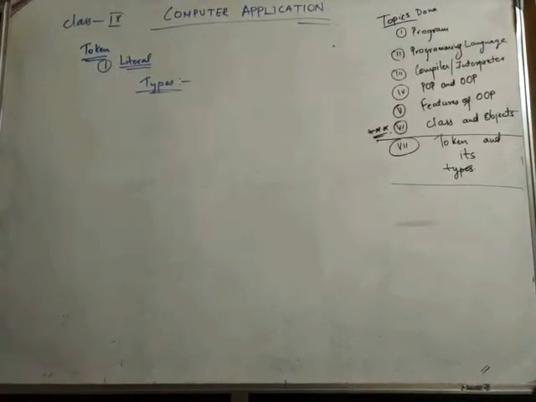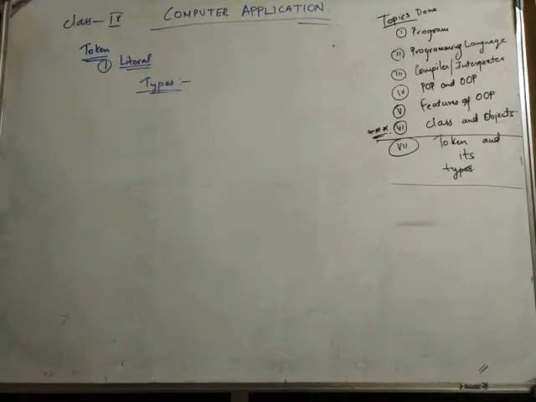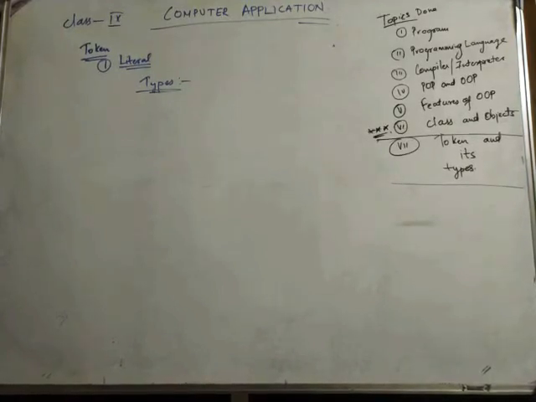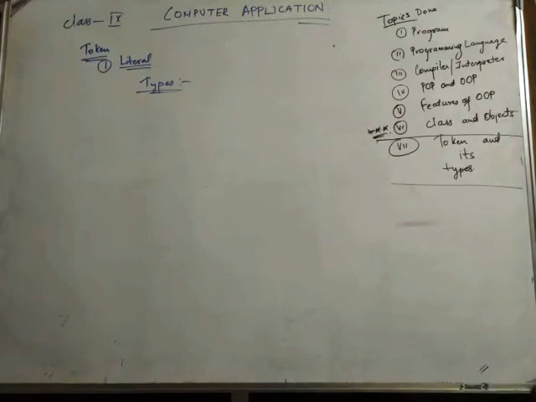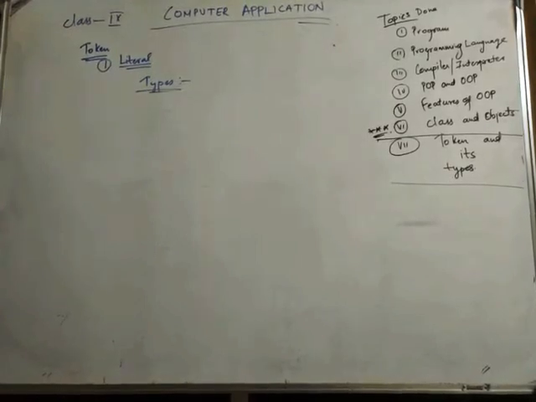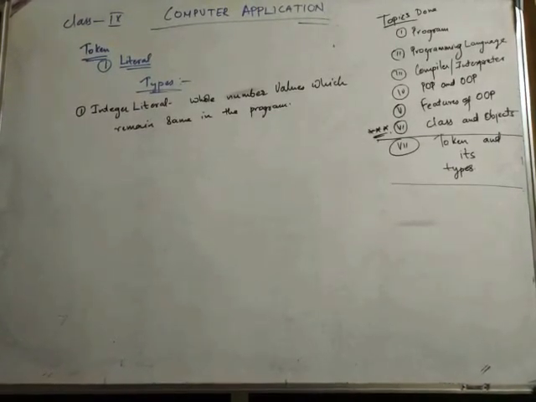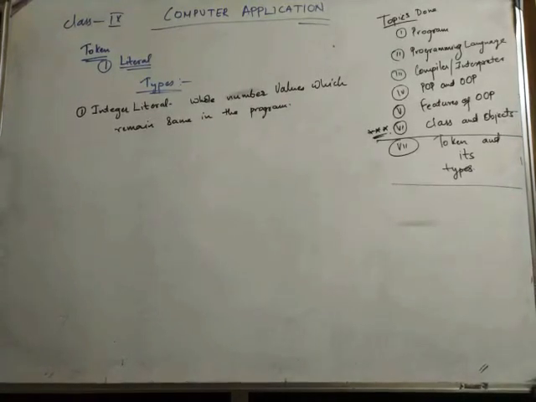Now we are understanding what types of literal there are. In the last example which we had, there was 10 as the integer literal. There can be different kinds of value. There can be a decimal value, there can be a character value, or there can be a string value. So based on these different categories of literals, the first literal is called your integer literal. Whole number values which remain same in the program are called integer literal.